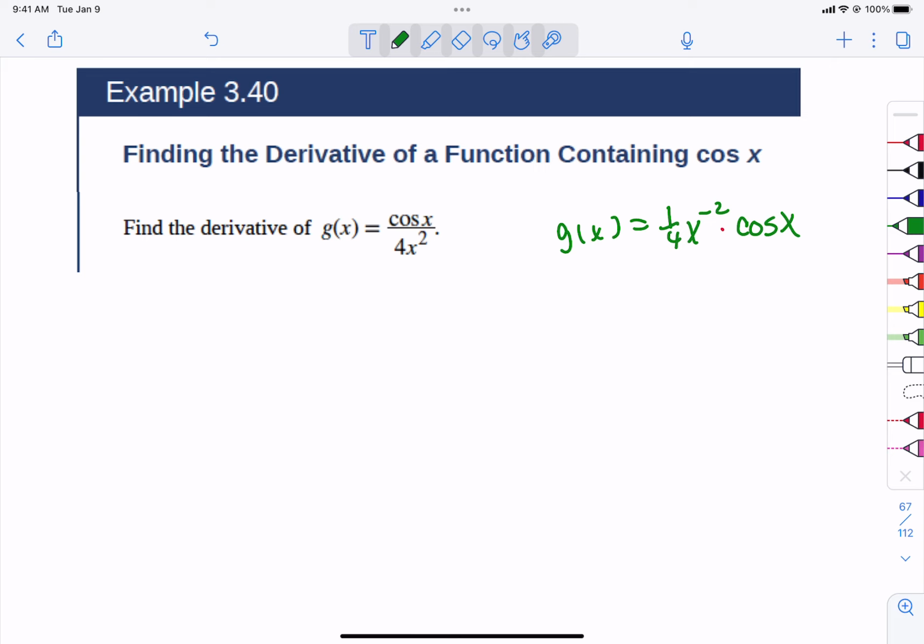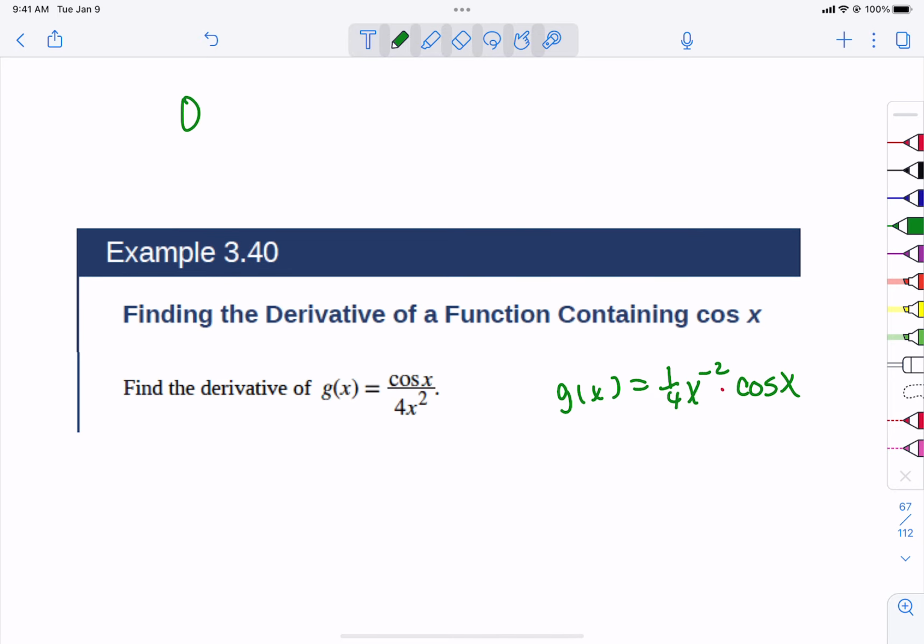So feel free to, you can always or almost always do that. Because they want us to demonstrate the quotient rule in this one, and we already did a product rule example, let's do a quotient rule. So let's just leave it a quotient. Now remember our quotient rule. The derivative is the bottom times the derivative of the top minus the top times the derivative of the bottom all over the bottom squared.